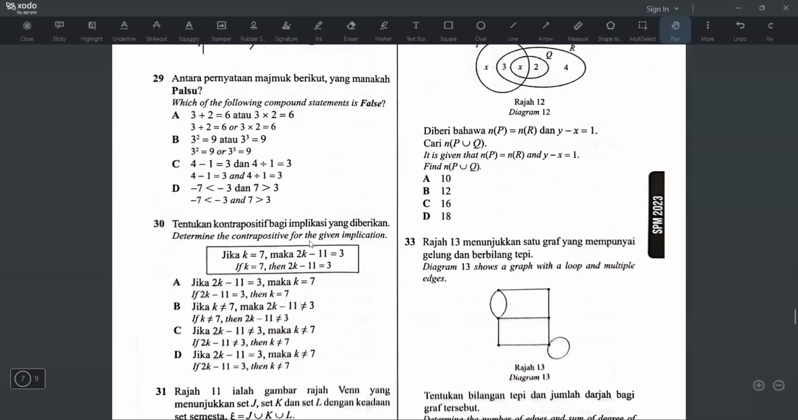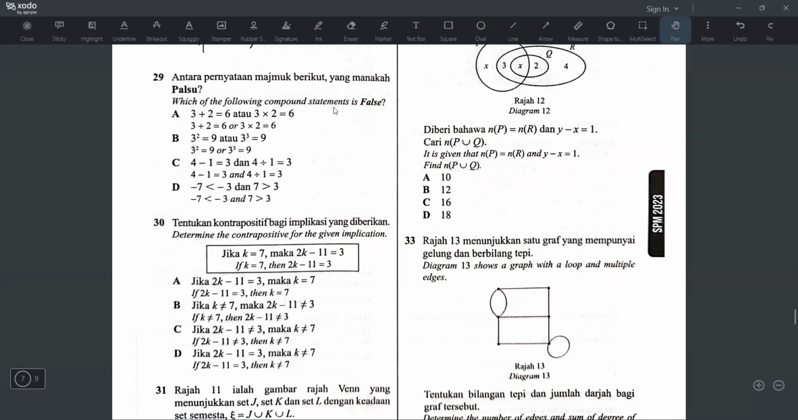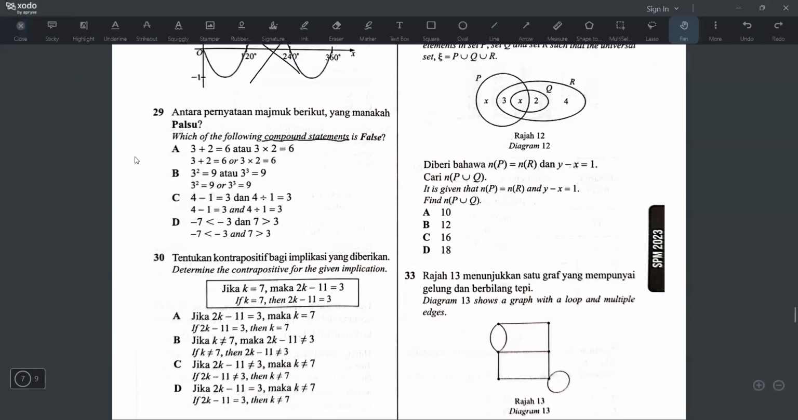Okay, let's continue. 29. Which of the following compound statement is false? Compound statement is pernyataan majmuk. And what is pernyataan majmuk? Compound statement is when you have two statements, you combine into one statement. Then we call it compound statement. But when you combine, we will use the word and ataupun or to combine the two statements.